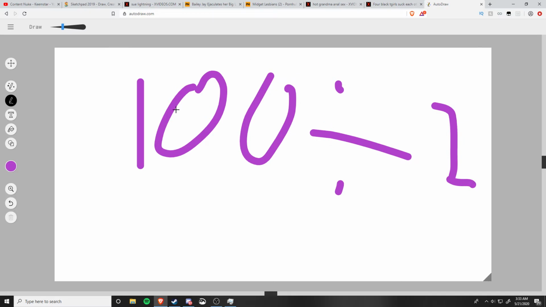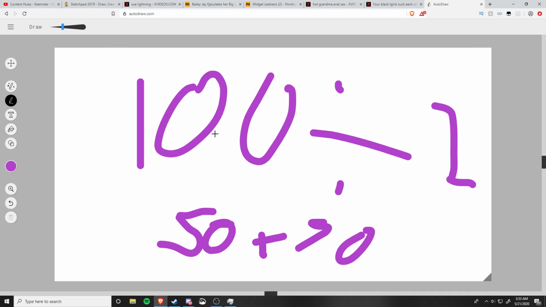How do I explain this? Okay. So think about it like this. 50, 50. What two numbers add up to 100? So it's 50 plus 50. So that would mean the answer to 100 divided by 2 is just one of those 50s. And this is the same.